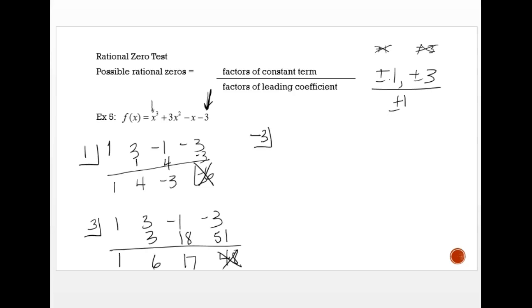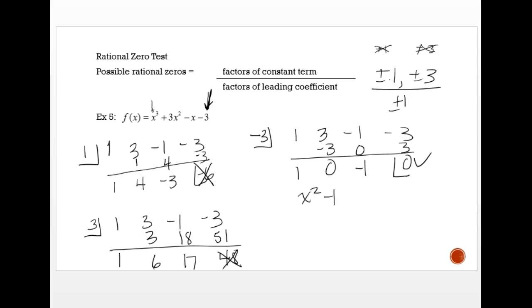So let's try negative 3. 1 times negative 3 is negative 3, and I get 0. 0 times that is 0. Negative 1 times negative 3 is positive 3, and now I get 0. So check, check, this worked. All right. So now I'm going to use what I have left. I have x squared minus 1 left. Well, hopefully we know that that factors into x minus 1 and x plus 1. And that will solve nice and neatly. So x will equal 1, negative 1. And don't forget your root that we actually found was negative 3.